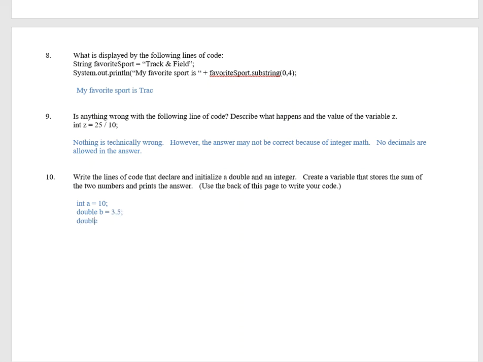Okay, and then I want the answer that stores the sum of the two. So it has to be a double, because if you take an int and a double and add them together, the answer has to be a double. So I'll say c equals a plus b. I don't really have to know what the answer is. I just need to know that if you take a and b and add them together, it'll store it in c. And then system.out.println, and just print out c. Okay, so that's all that had to be done. Whoops, and Word automatically capitalized it, there we go. All right, so that's the test.